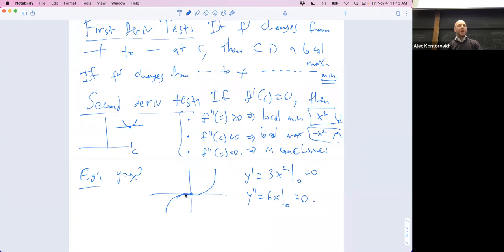There are values nearby that are lower than the value here, and values nearby that are higher than the value here. It is an inflection point. We're going to talk about those in a second. So that's one example for why this can be inconclusive.